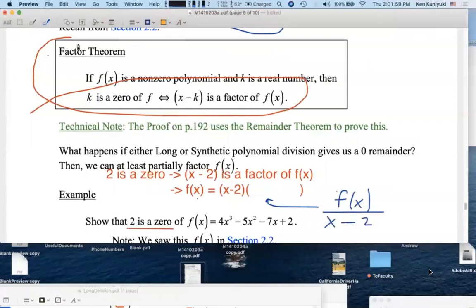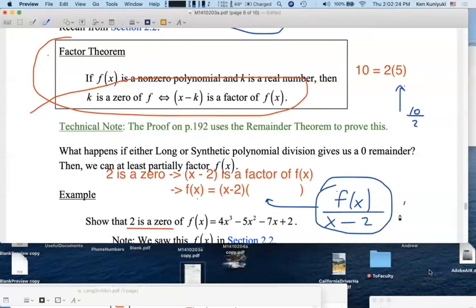Just as if I were to ask you, 10 is 2 times what? 10 is 2 times 5, because 5 is 10 divided by 2. So in order to get this other factor, we have to divide f of x by x minus 2. Sound familiar? What's a way that we can do this really fast?